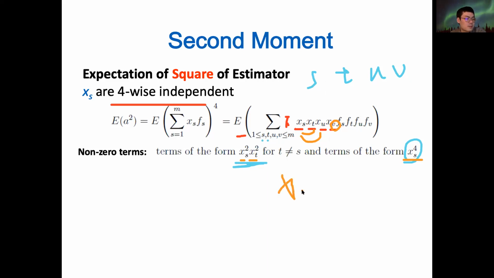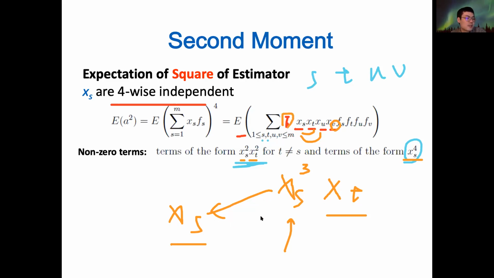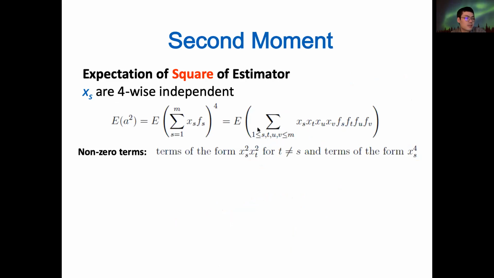Now let's think about the other case: three of them are the same, and one of them is not the same. If that happens, this thing is X_s. I hope you can see that, because this X can only take two values. If it's 1, after cubing it's still 1. If it's -1, after cubing it's still -1. So this thing becomes X_s times X_t. If you take expectation of that, you can again take it out. So this is 0, this is 0. So these two cases, where all are different or three are the same and another is different, will be gone, because the expectation will be 0.